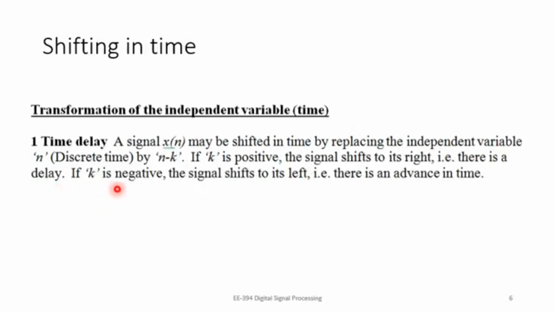Okay, and if k becomes negative, let's say k equals minus 3, then n minus minus 3 becomes n plus 3. So if k is negative, the signal shifts to the left, and this is called an advance. So there are two types of shifts, delay or advance. If k is positive, it's a delay. If k is negative, it's an advance. If the signal moves to the right, it is a delay. If the signal moves to the left, it is an advance.